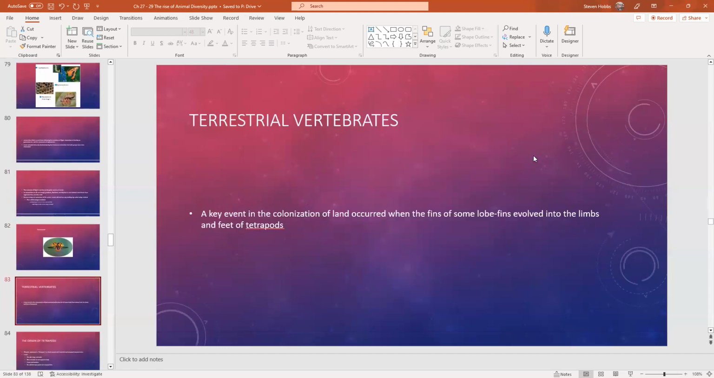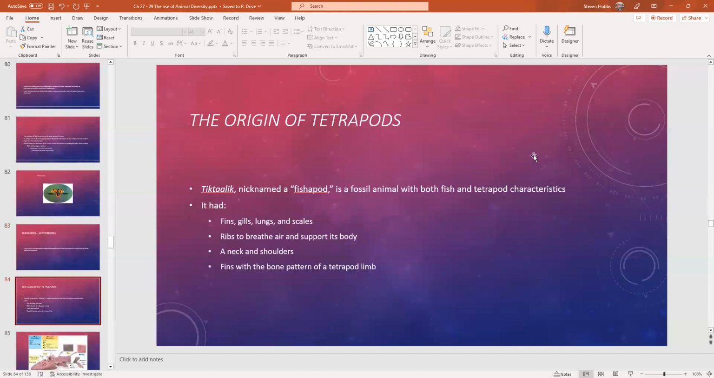So a key event in the colonization of land occurred when fins of the lobe-finned fish developed into the limbs that we find in tetrapods. Tiktaalik, that's the fishapod. It shows an animal with both fish and tetrapod characteristics. It had fins, gills, lungs, and scales. The ribs were used to breathe air and support its body against gravity. It had a neck and shoulders, which fish don't have. And the fins had the bone patterns of tetrapod limbs.